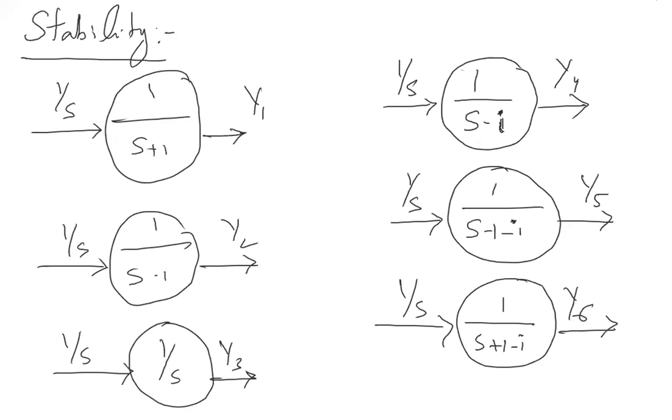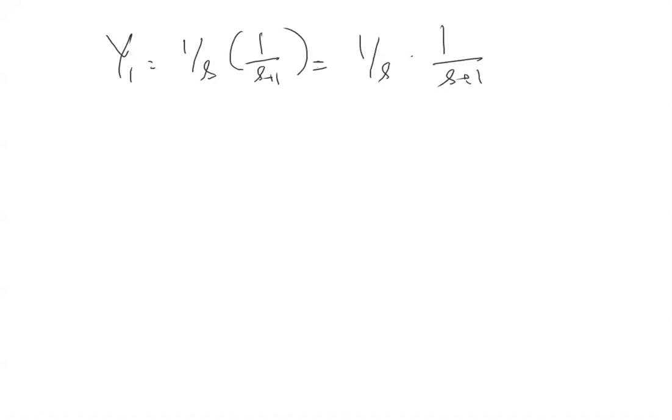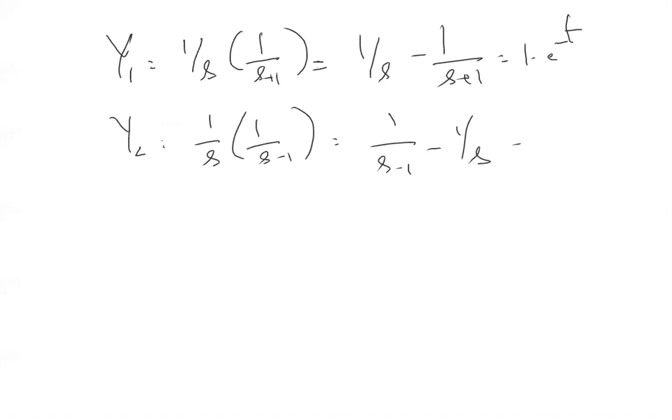So let's solve one by one. So first one is simple. How do you solve? Y1 equal to 1 by s into 1 by s plus 1. So if we split into partial fractions, 1 by s minus 1 by s plus 1, 1 minus e power minus t. So y2 equal to 1 by s into 1 by s minus 1. So 1 by s minus 1 minus 1 by s. So e power t minus 1.